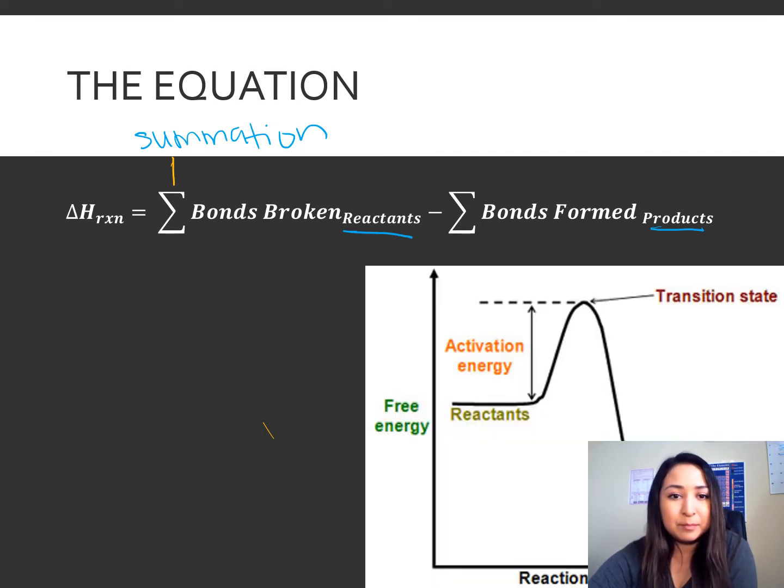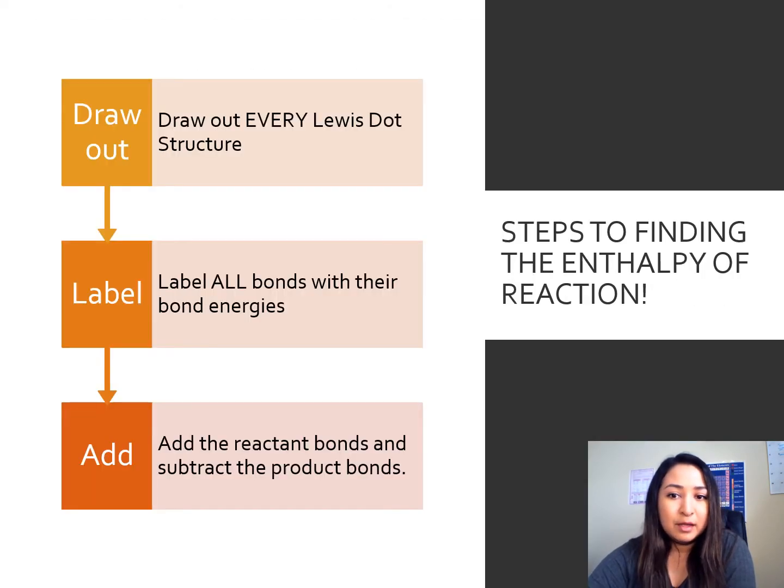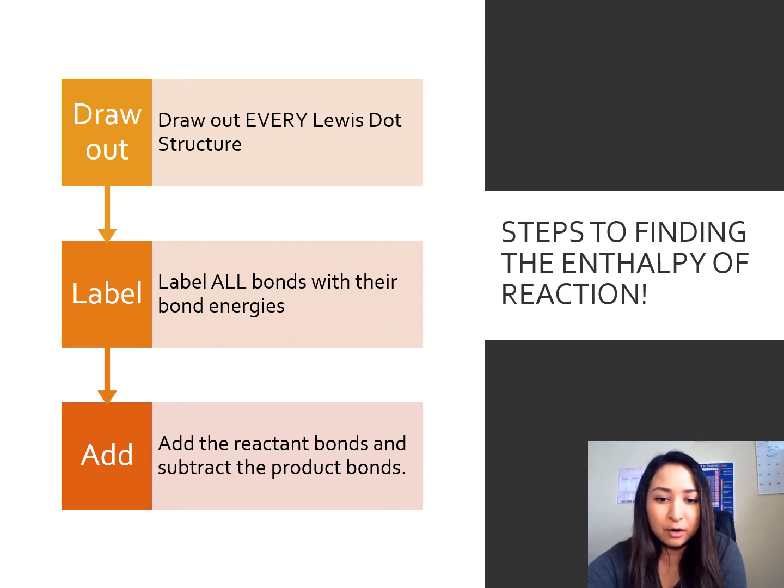So let's go look at the example. And remember, bonds are broken on the reactant side, and bonds are formed on the product side. This is how we are going to solve the problem. Step 1, we draw out our Lewis dot structure. We label all our bonds with the bond energy, so we're going to need that little chart with all the bond energies. Then we calculate the summation of our reactants minus the summation of our products.